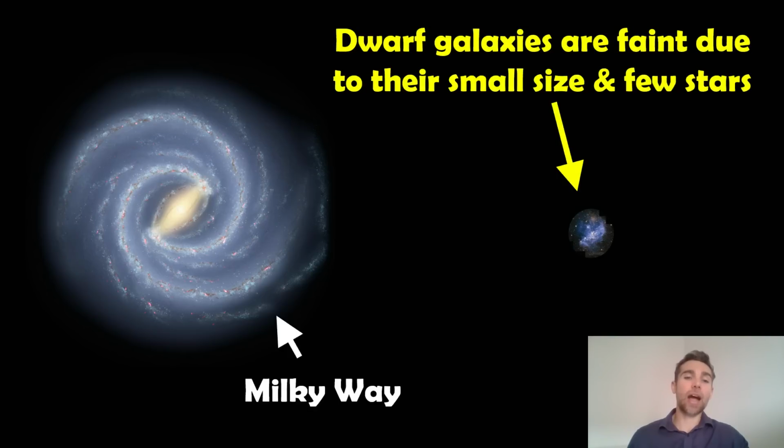Now, in comparison to a dwarf galaxy, they're going to be bigger. But dwarf galaxies are faint, they're not very bright, and they have a small number of stars in them. The difference being here is that dwarf galaxies are actually small. So there's the Milky Way, or at least a representation of the Milky Way, which is the galaxy that we reside in. That's where the sun is. And a dwarf galaxy will be considerably smaller than a galaxy like the Milky Way. And they're faint just because they have a small size, very few stars.